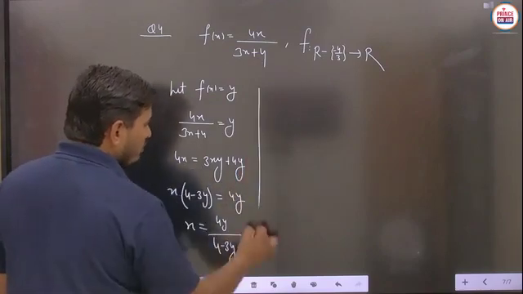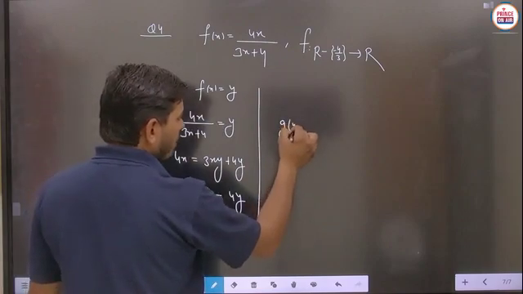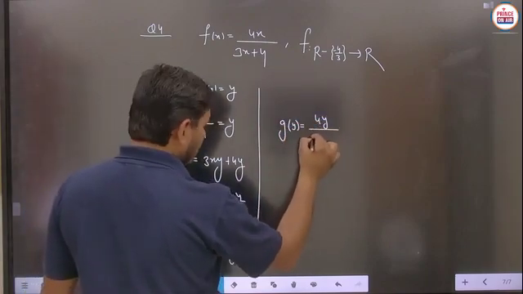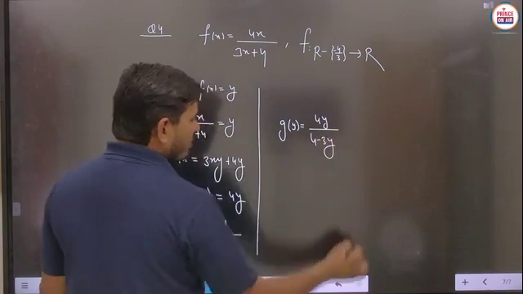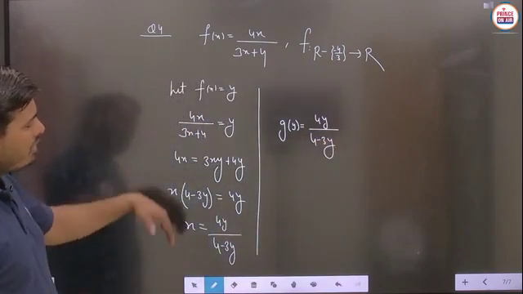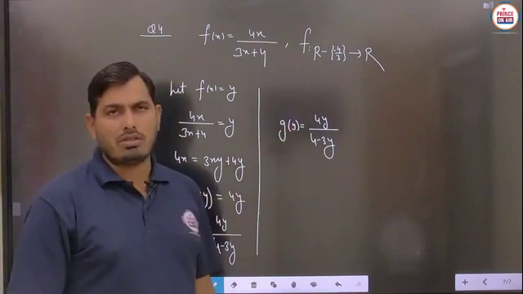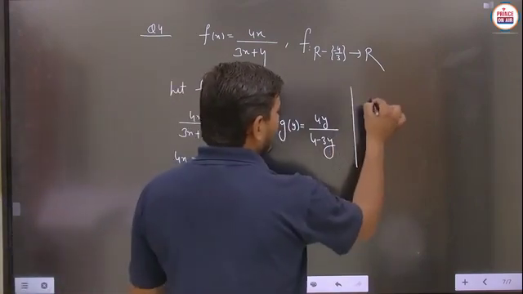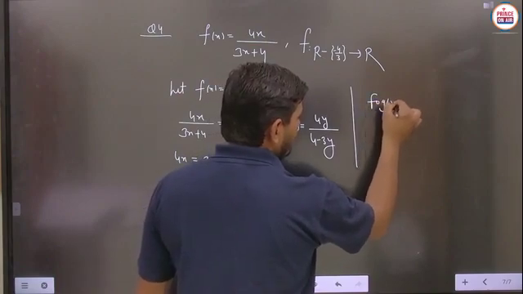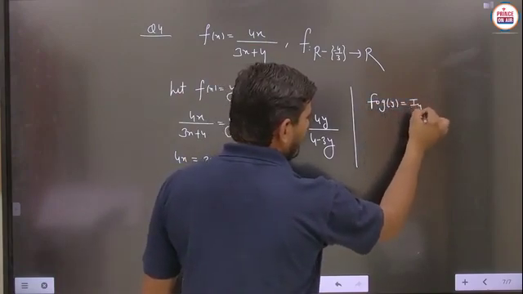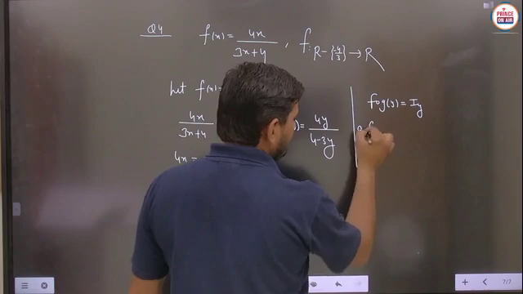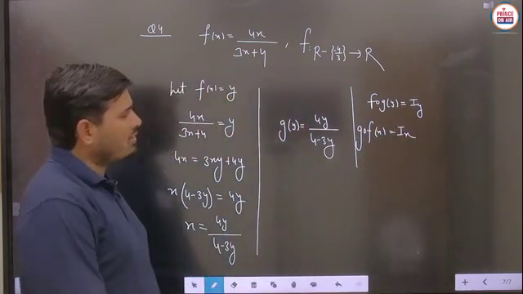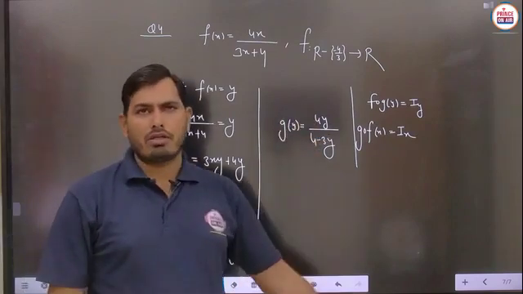So this particular function g(y) you can write here. So g(y) will be equal to 4y divided by 4 minus 3y. Now student, if we have to convert the function, then this particular function g is said to be the inverse. But when can you say it is the inverse? When fog(y) equals the identity function of y, and gof(x) equals the identity function of x. In this situation, this particular function is said to be the inverse.